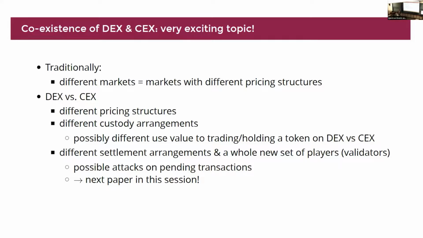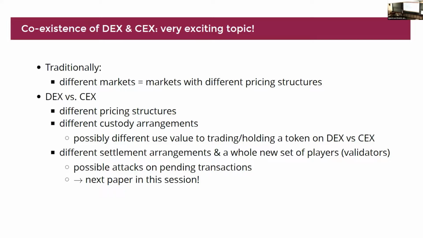And so the question is actually much more interesting and much more exciting, because we're not just talking about differences in the pricing structure. We're talking about a host of other differences. So there are different arrangements for settlement. If you're trading on decentralized exchanges, you can use those tokens in a variety of DeFi applications. You can't do that when you trade on centralized exchanges. So possibly these tokens may have different values.